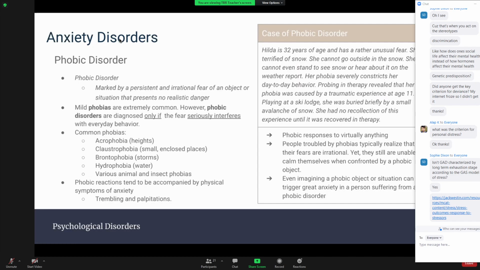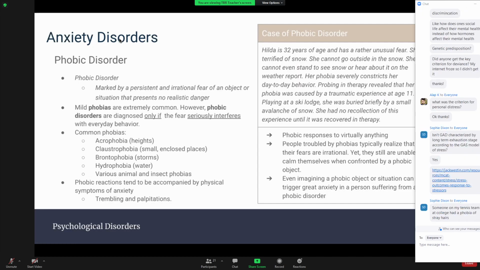And people with phobic disorders, their phobias go on to be irrational, meaning that in the case of Hilda, she might not even be anywhere near snow and yet still experiences anxiety symptoms, just from thinking about it, and yet is unable to calm herself. So basically the same thing. They get triggered by it and they can't calm themselves down. Yeah, Sophie, so that's another example of how they can be virtually anything. Exactly.